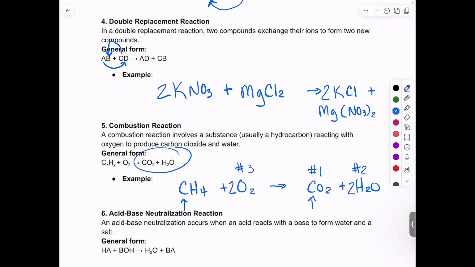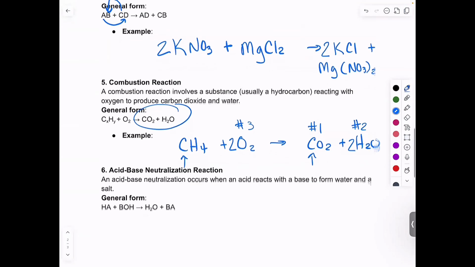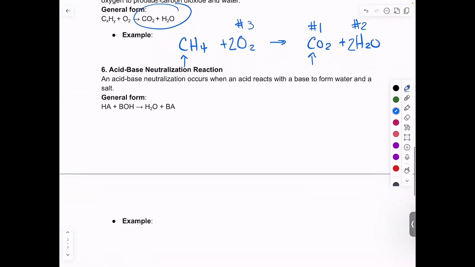But again, combustion reactions are hydrocarbons, carbon, hydrogen. Sometimes there'll be oxygen in there or some other nonmetal, but it's generally CH. In the presence of oxygen will always give you carbon dioxide and water. Okay, count on that. All right, so we have one more here. I believe one more. Yeah.